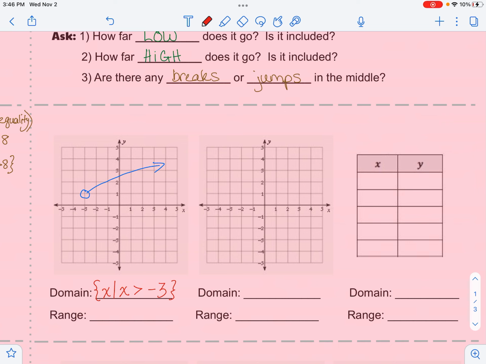If we look at range, let's go with darker green. The lowest this goes is that endpoint. So the lowest on my y values is going to be 1. Okay? And y is above 1, so it's greater than 1. And again, open circle, greater than, and then just complete that notation to make it look pretty.